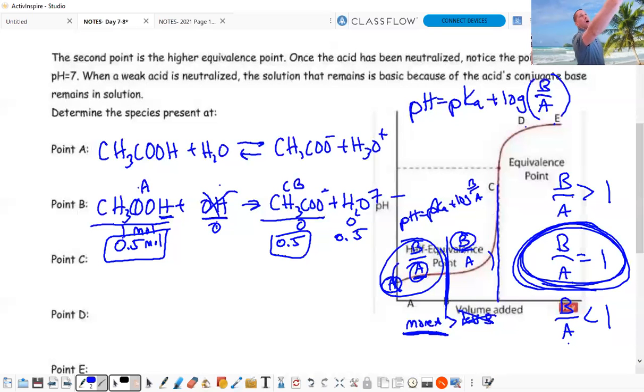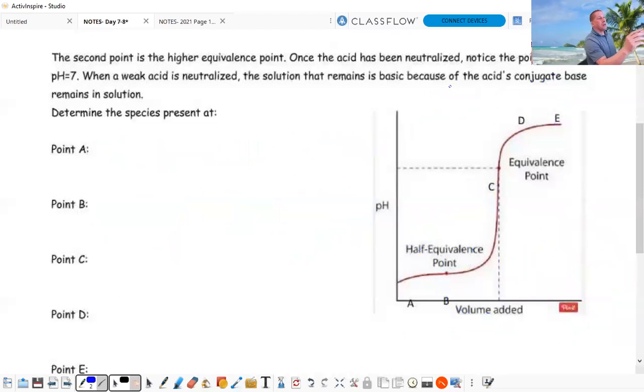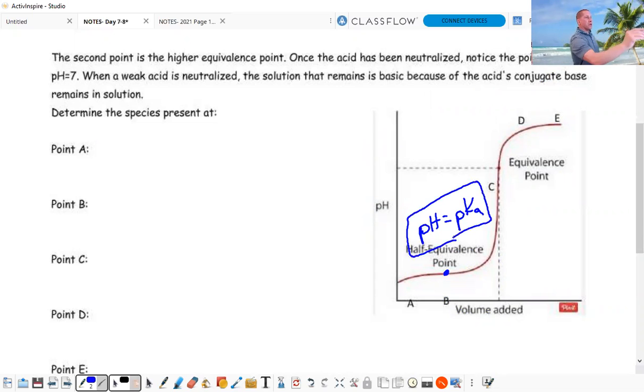Well, the log of 1 is 0. Check in your calculator. So the log of 1 is 0, which means at the half equivalence point, that's the whole special part of this. I'm just going to get rid of all of this. So at the half equivalence point, pH equals pKa. That's the special condition of the half.